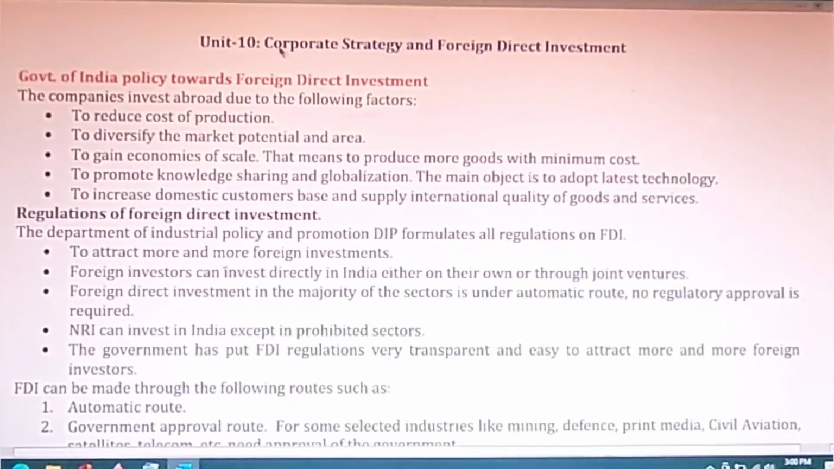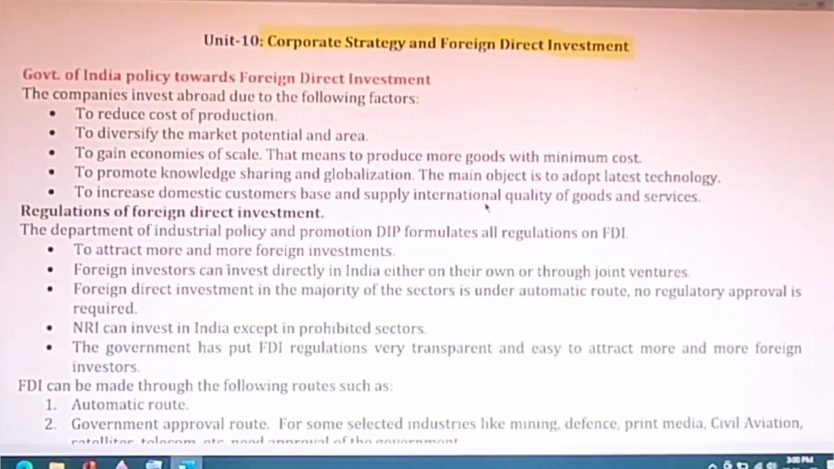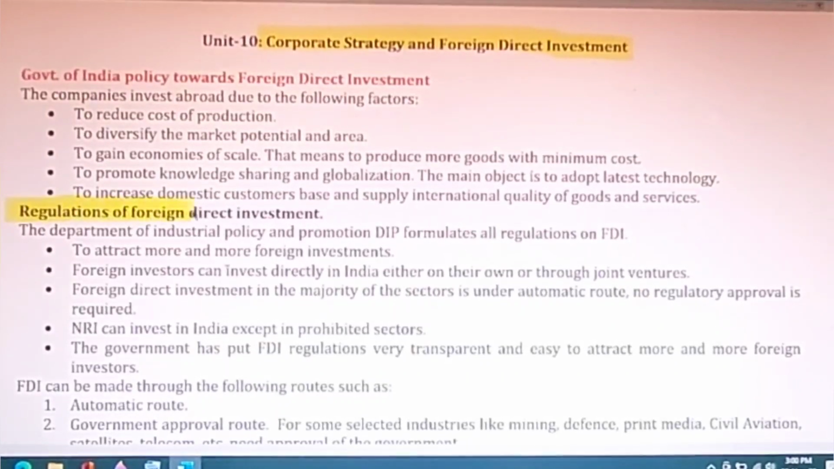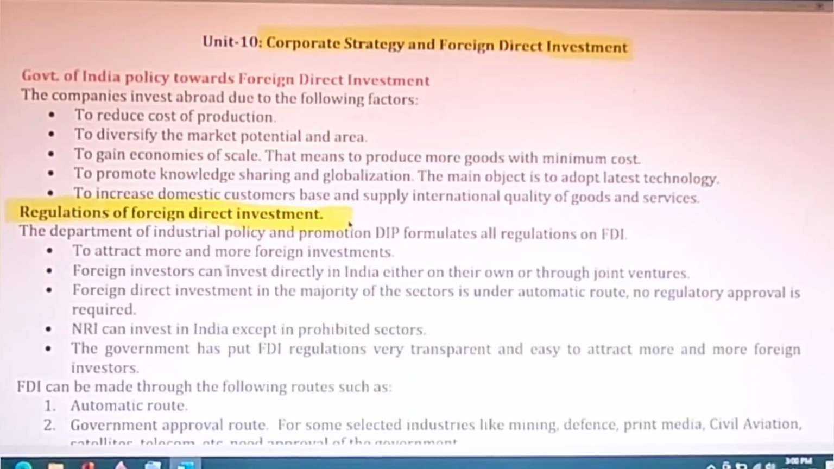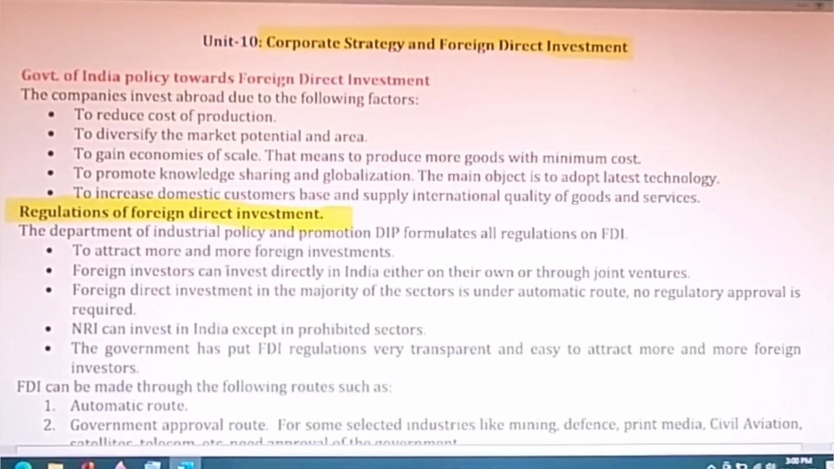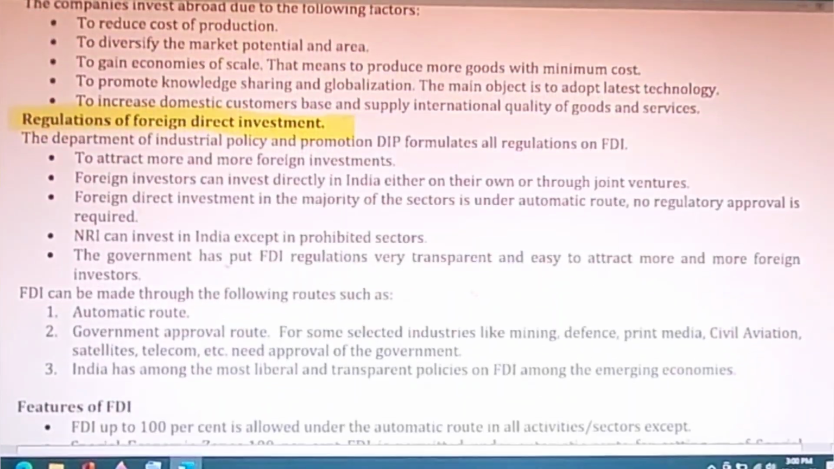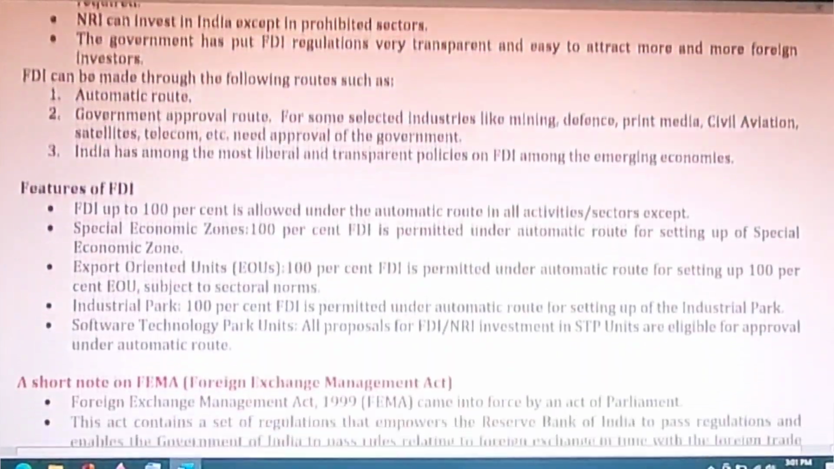Unit 10 is on corporate strategy and foreign direct investment. And here, it is on foreign direct investment, FDI, and what are the regulations for foreign direct investment? Like how foreign direct investment will be done, its procedures, laws. So everything is there. So that comes in exams.